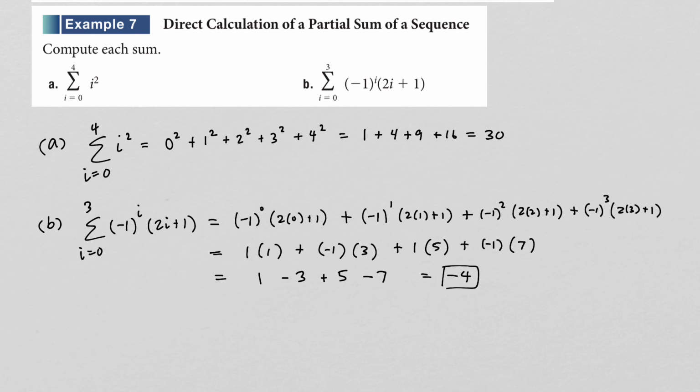It's not terribly difficult. You just want to get comfortable with this notation. So again, you just start at the bottom number, you stop at the top number, and you make sure you hit every integer in between the two, plugging them in one by one, and then adding up each term of the sequence.